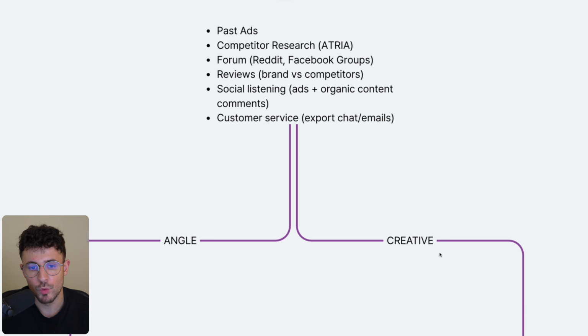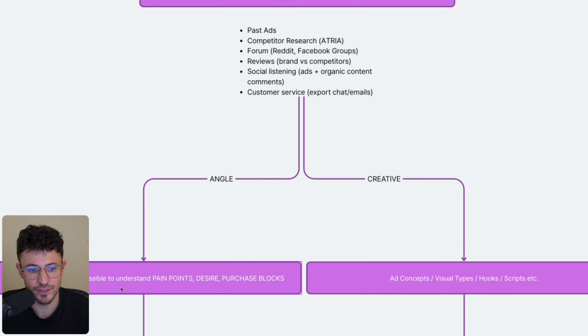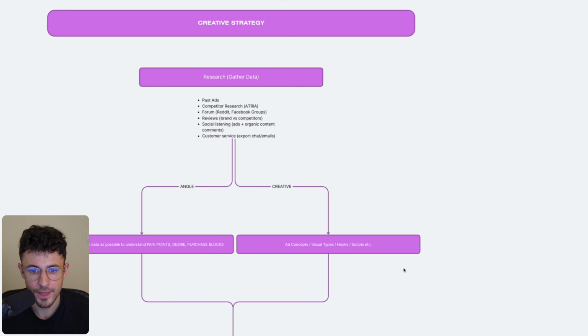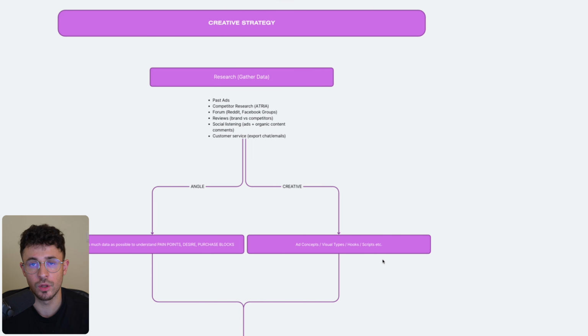What you want to do, well, you need to analyze two main things. You need to understand what are the best angle and the best creatives that you should use. When I say creatives here, I mean the creative type and the creative style that you should use to scale a specific angle, to communicate a specific angle. Gather as much data as possible to understand pain points, desire, purchase blocks, and everything. Creative, ad concept, visual types, hooks, scripts. So you need to analyze all those things.